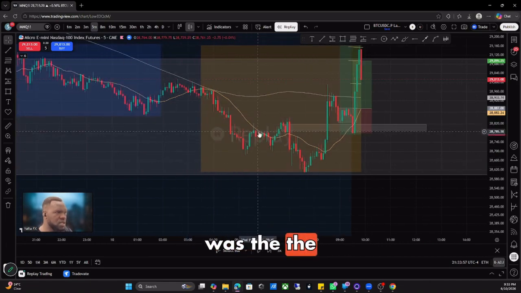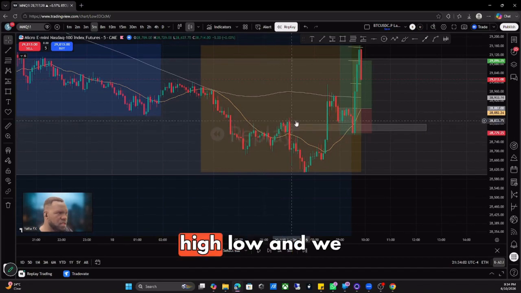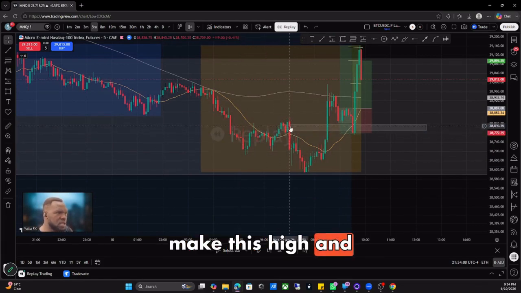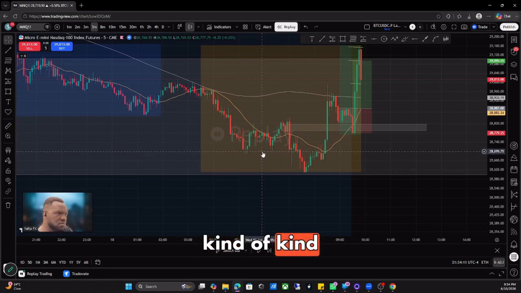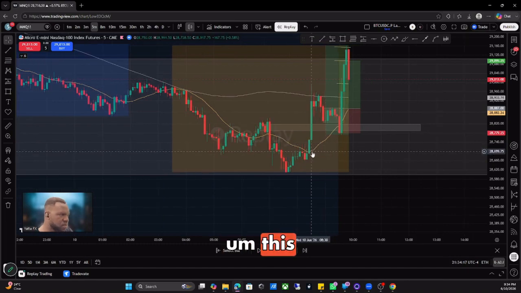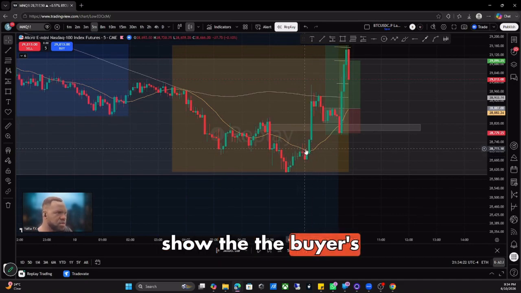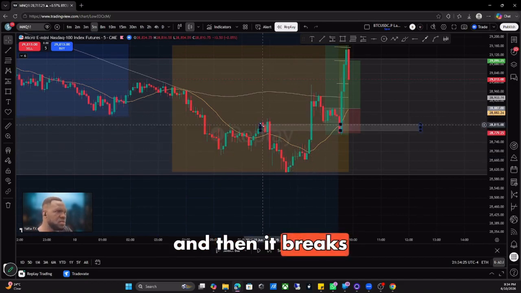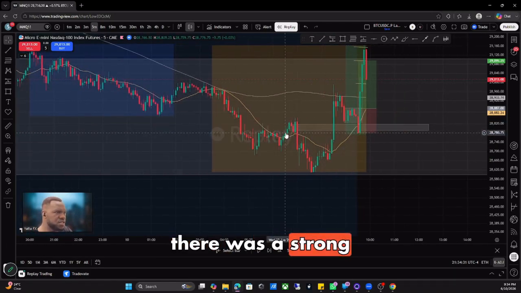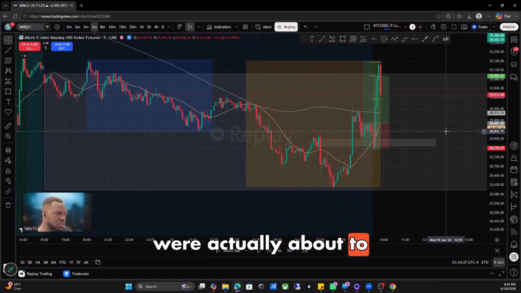This was the breakout structure here, and then the high and low. We know that when the market made this high, it made the retest, which still kind of broke this line here. But here we saw this large green candle, which shows the buyers were in the market, and then it breaks this high here. So when this high was broken, I knew there was a strong likelihood that the reversal was real, that the sellers were actually about to come into the market.